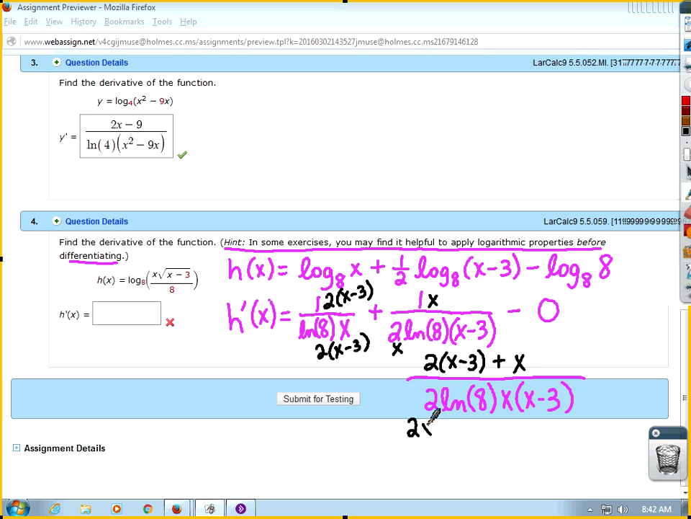Okay, so you can distribute that 2. So we have 2x minus 6 plus x all over that denominator. And then combine your like terms. So let's see, 2x minus 6 plus x. So 3x minus 6 all over the denominator.